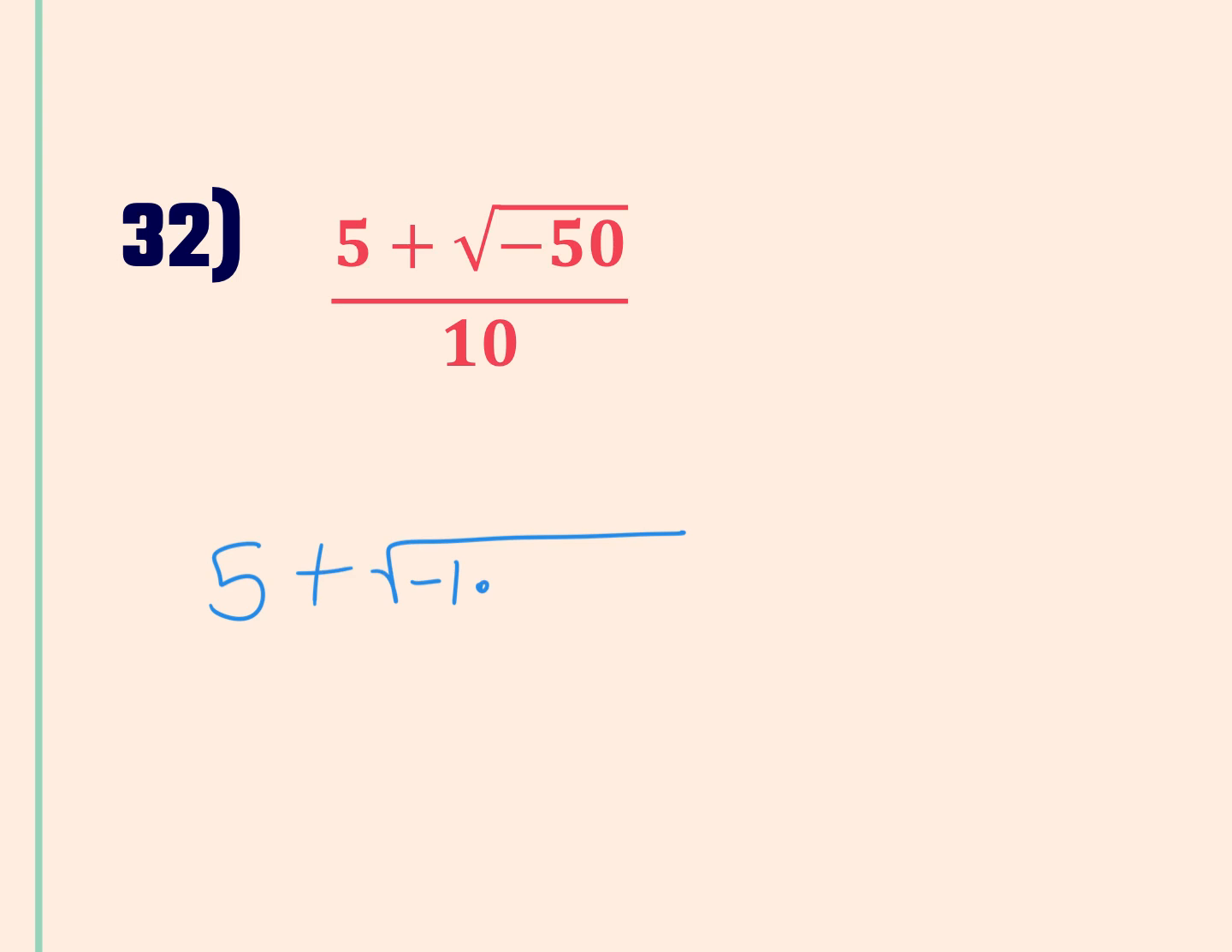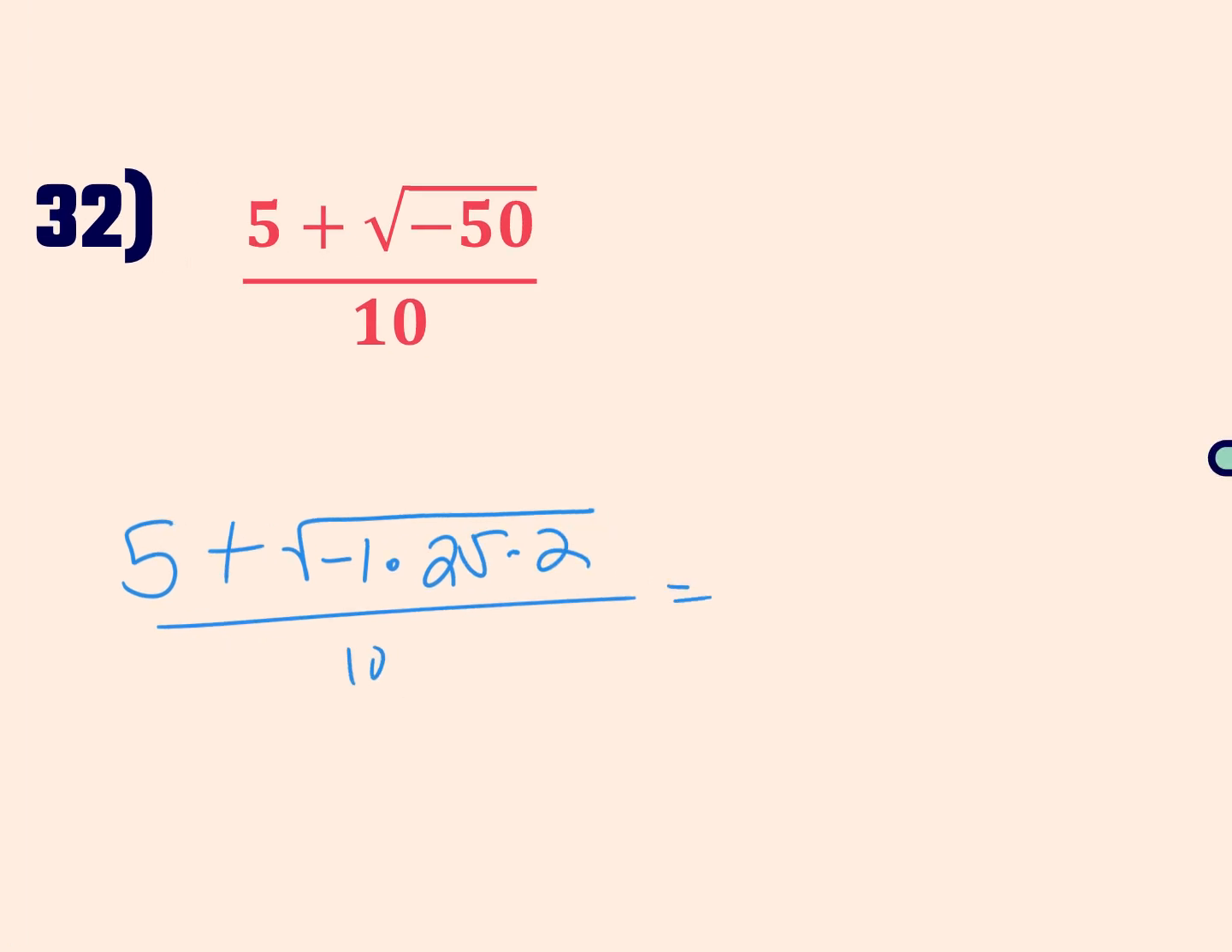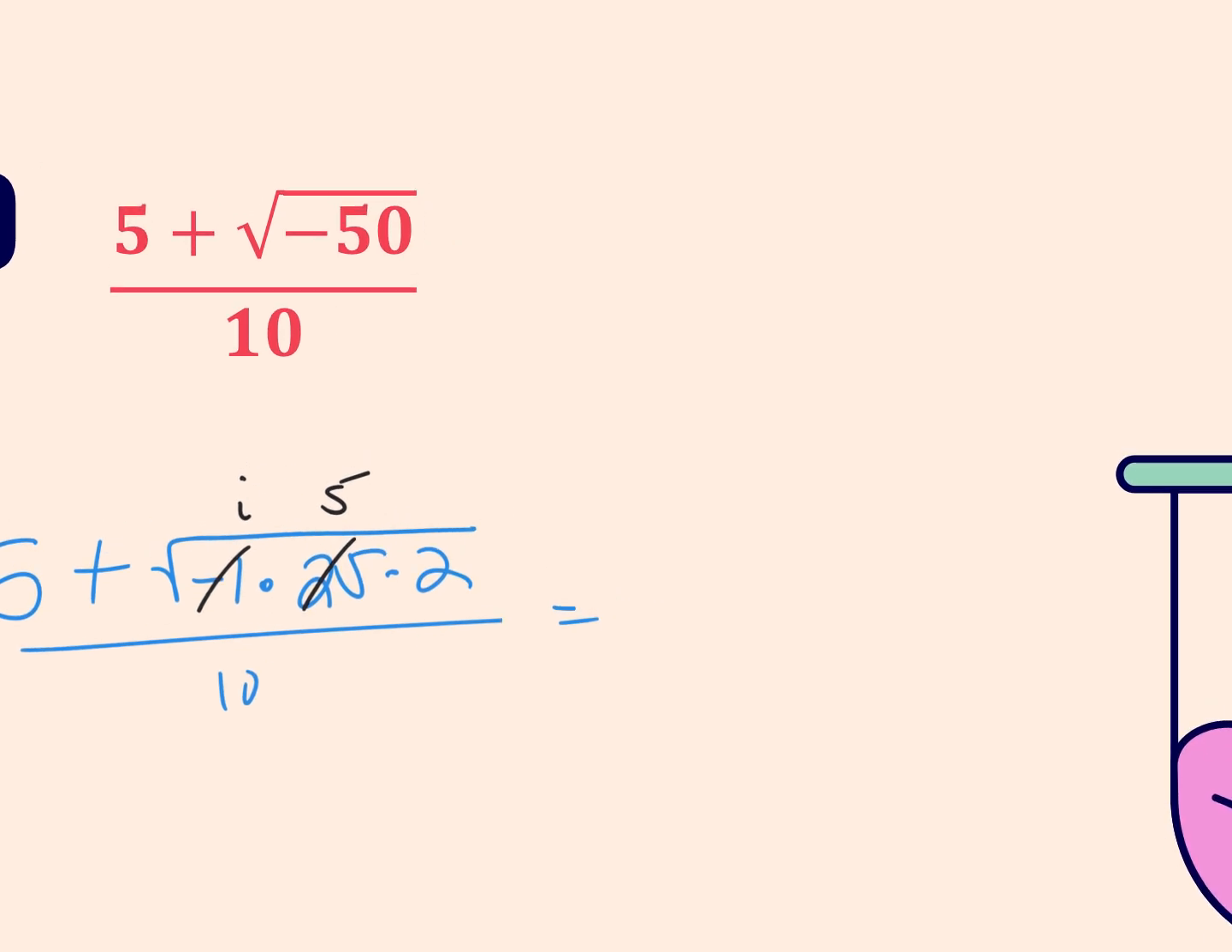What am I going to break 25 into? 25 and 2 over 10. Perfect. So what are we going to take out here? What's the square root of negative 1? I. Good. What's the square root of 25? 5. So I have 5 plus 5i square root of 2 over 10.